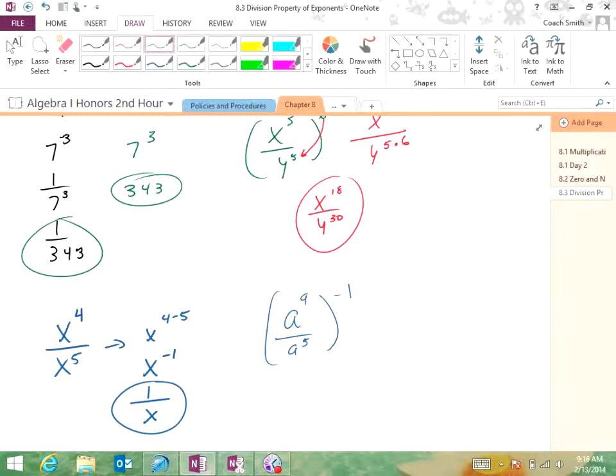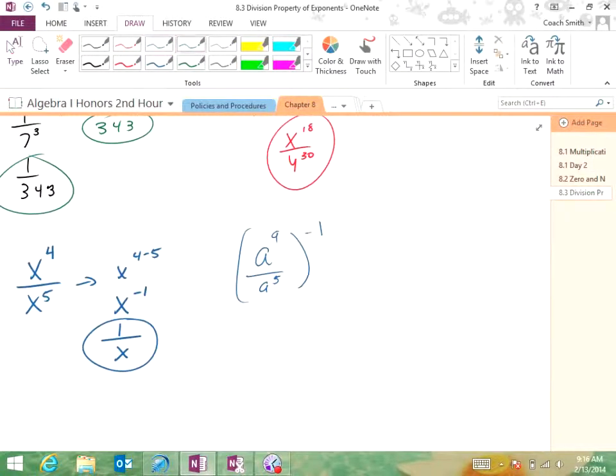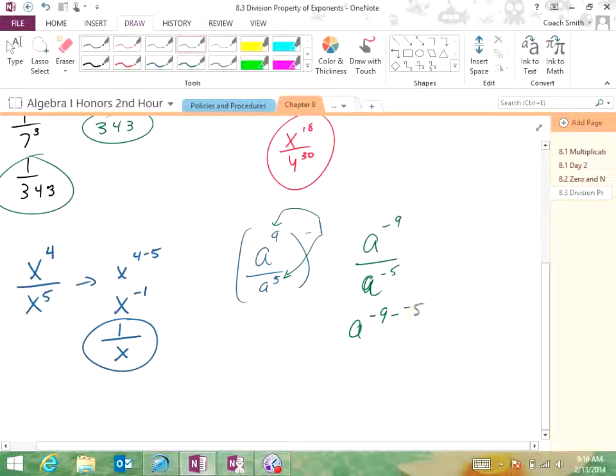Now, two different ways that you can do this problem. First way is to distribute the -1 to both things. If you do that, that means you have a to the -9th over a to the -5th. If you subtract those, minus a negative becomes plus, which would give me a to the -4th power, which is 1 over a to the 4th.